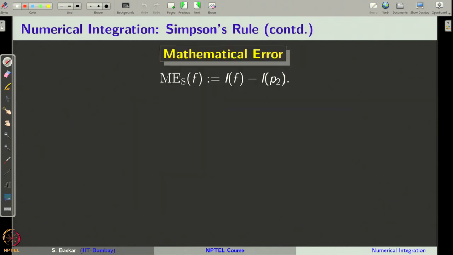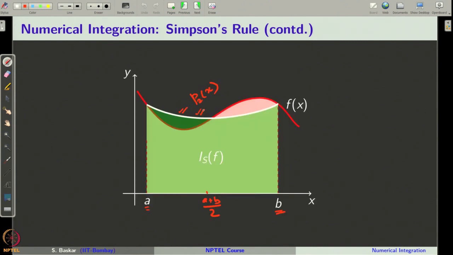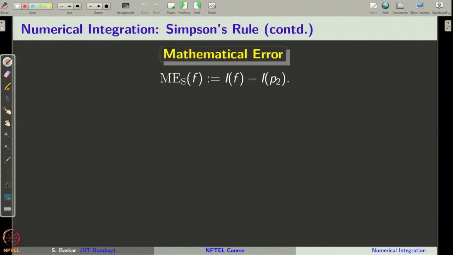Now, let us see how the mathematical error can be derived. Remember, the mathematical error involved in the Simpson's rule is going to include the area covered in this place and the area covered in this place, right? So, these two things are going to be precisely contributing to our mathematical error, and by definition, the mathematical error involved in the Simpson's rule is nothing but the exact value, that is integral a to b f of x dx, minus the value obtained from the Simpson's rule, which is precisely the integral a to b p2 of x dx, right? So, therefore, this is the basic definition of the mathematical error involved in the Simpson's rule.